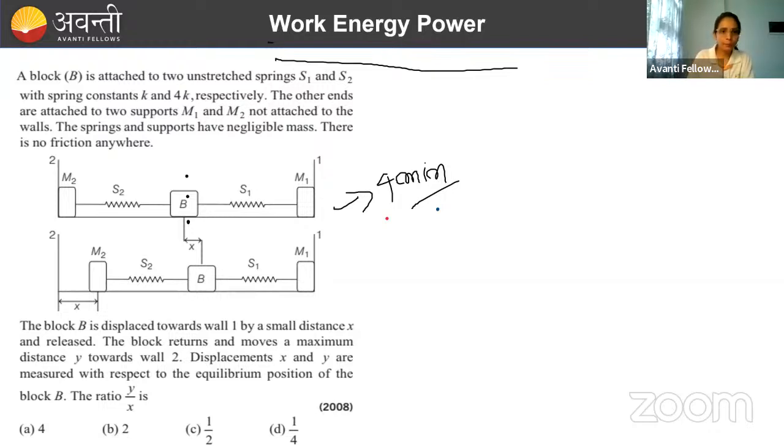Again, a block B is attached to two unstressed springs, S1 and S2. So S1 and S2 are what? Unstressed, with a spring constant K. S1 spring constant is K, and for S2 the spring constant is how much? 4K. Now the other ends are attached to two supports, M1 and M2. Done.